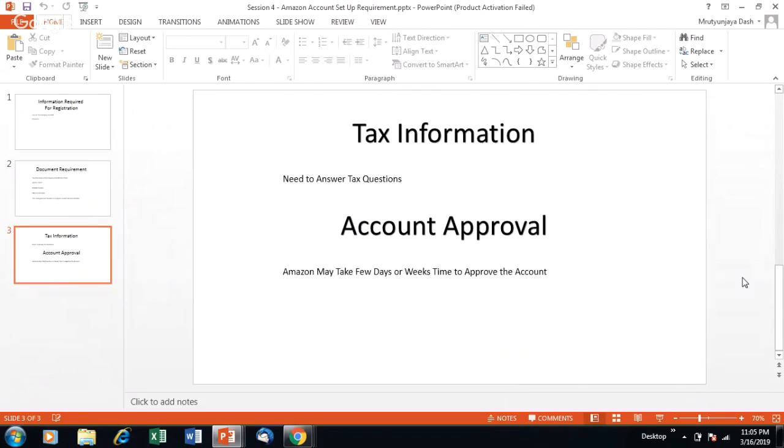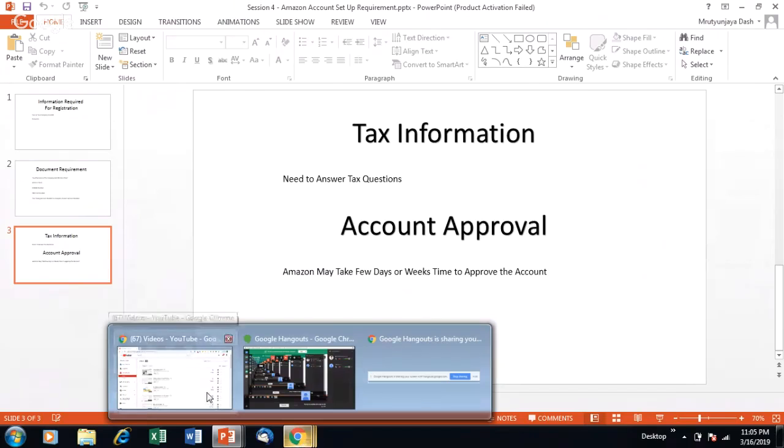How much is that approximately? I don't know exactly how much, but it will differ from country to country. If you are in India, it will definitely be cheaper, but I don't know exactly how much it would be. But it is definitely costly.